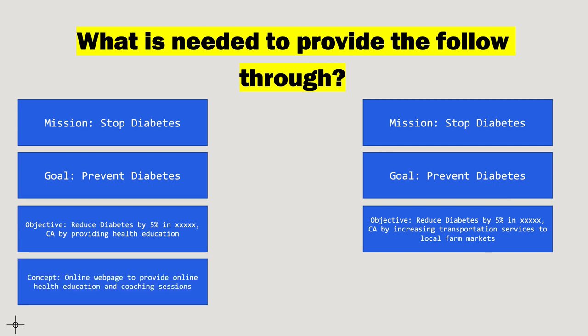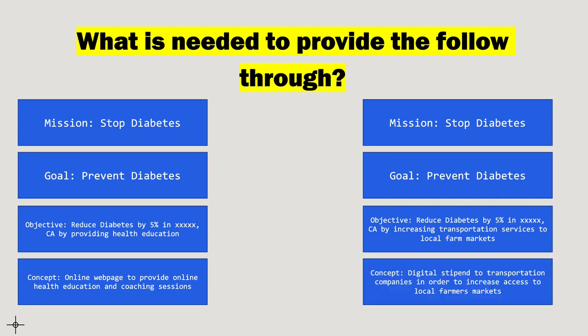The design on the left requires the concept of a website to house education and coaching sessions. On the right, the concept relies on a digital stipend to improve transportation between points of access. Now, let's change the objective just to show how flexible these can be. Now we are focusing again on an access issue, however, the concept is now an e-commerce website to provide same-day shipping and subscription to local farmers.